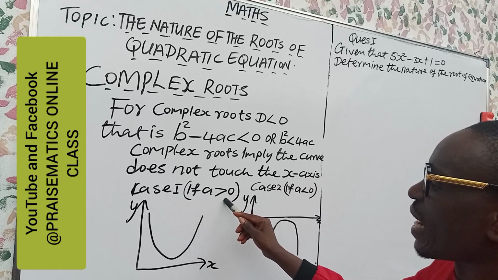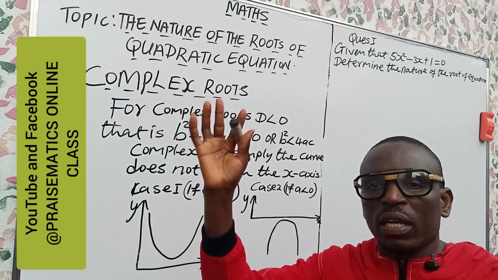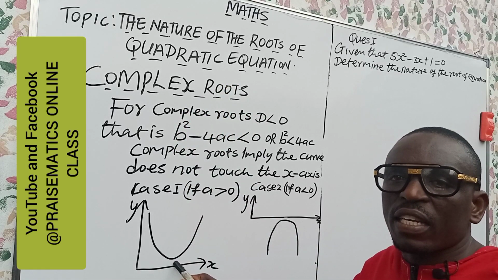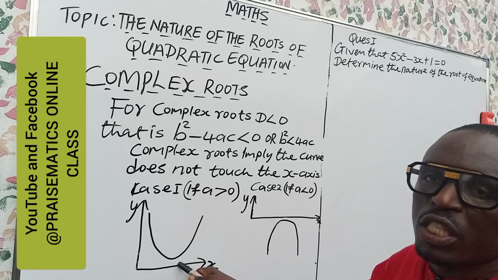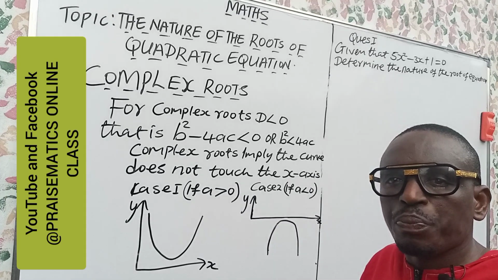If a is greater than 0, this is how the graph would look. The graph would be concave upward. But the bottom of the graph, the curve, will not touch the x-axis. If the bottom of this graph touches the x-axis, it will be a repeated root or equal root.